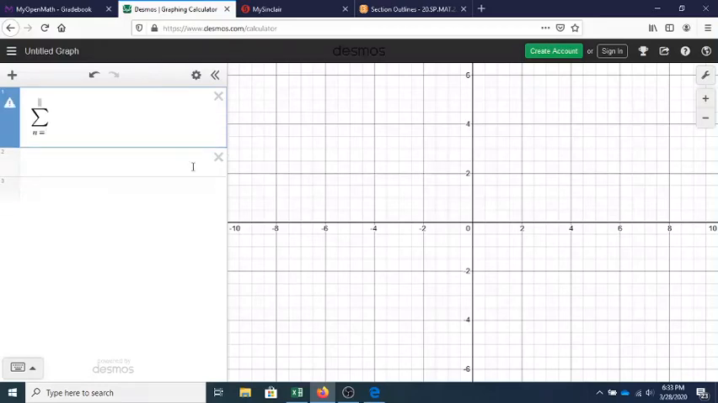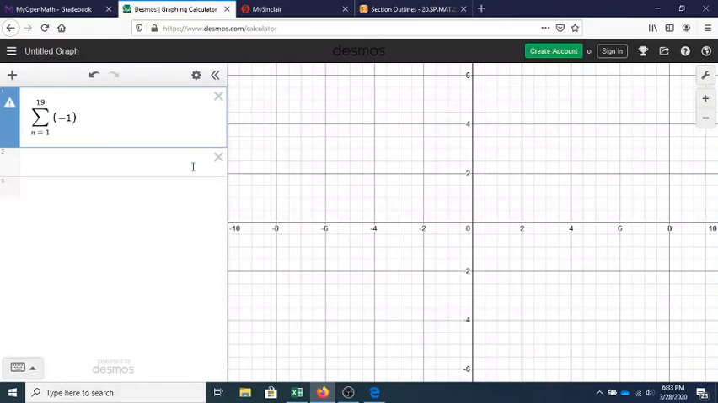If I type in SUM, it knows I want a sum, and then I can tell it, hey, I want a sum from 1 to 19. And then I just have to type in my formula here. So I need a negative 1. I can use my caret, shift 6, to get up into the power.